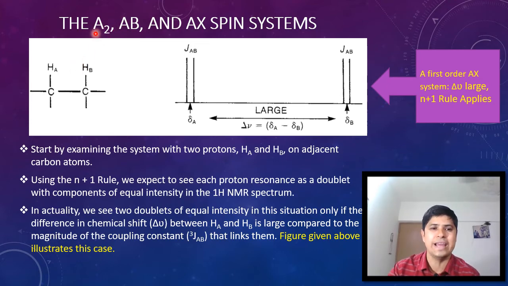Why A2? Because there are two protons, and they are resonating at only one delta value. That spin system will be an A2 spin system. And this is an AX spin system, as there is a wider difference in their chemical shift. So this is about the AX spin system and the A2 spin system. In the next slide we will see the AB spin system in detail.